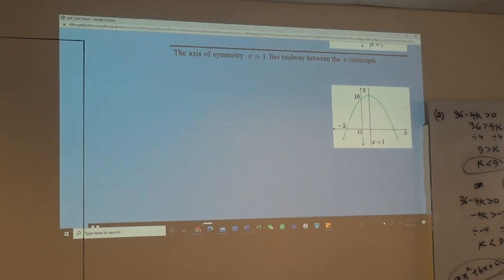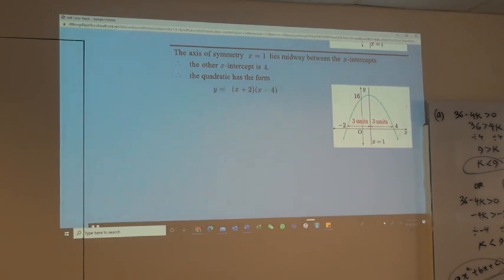The x-intercept minus 2 lies 3 units left of the axis of symmetry, so the other x-intercept must lie 3 units right of the axis of symmetry. The other x-intercept is 4. The x-intercept minus 2 gives us the factor x plus 2. The x-intercept 4 gives us the factor x minus 4.